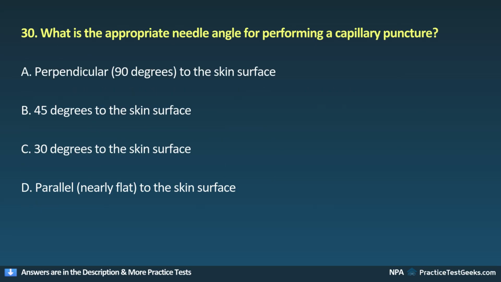30. What is the appropriate needle angle for performing a capillary puncture? A. Perpendicular, 90 degrees to the skin surface. B. 45 degrees to the skin surface. C. 30 degrees to the skin surface. D. Parallel, nearly flat to the skin surface.